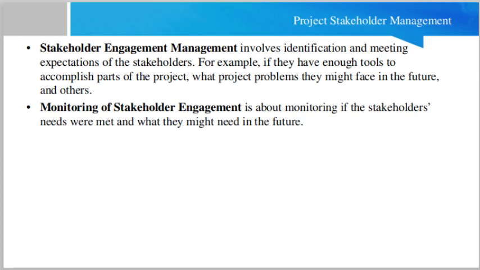Then stakeholder engagement management, which involves identifying and meeting the expectations of the stakeholders. For example, whether they have enough tools to accomplish parts of the project, what project problems they might face in the future, and others. Basically, you have to manage the stakeholder engagement. You must know what the expectation of the project sponsor is, what the expectations of the functional manager are, what the expectations of the procurement manager are. So you must know their expectations and requirements, and you have to act proactively according to that. Remember, friends, a project manager should always be a proactive person: you must take action in advance.